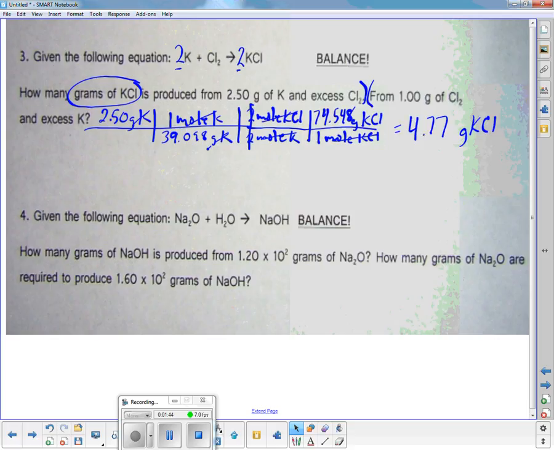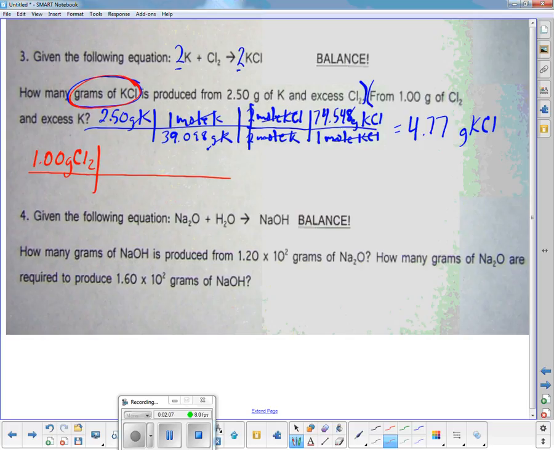Okay, do we have a second on that? Yes, okay. So now we're going to do the second part of this. I'm going to do it in red this time. And the second one says in 1.00 grams of chlorine and excess K, how much KCl do I make? So I'm still looking for grams of KCl.